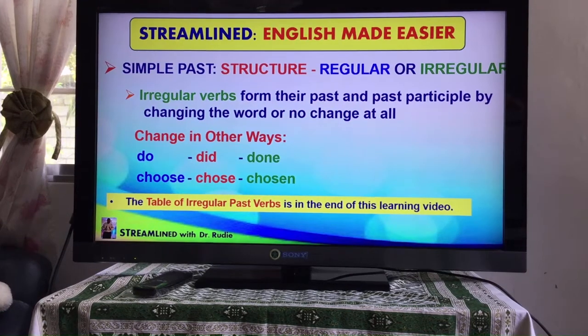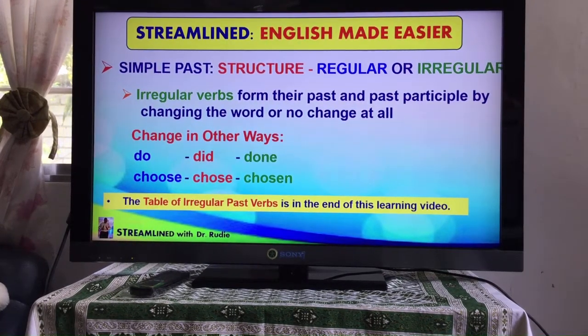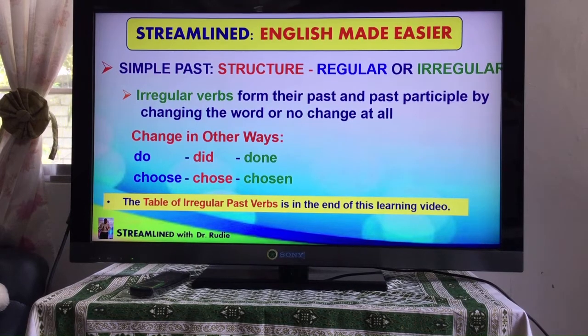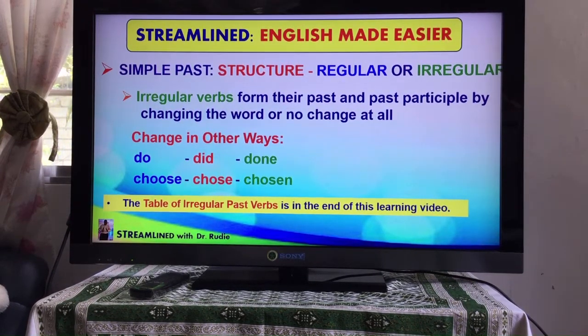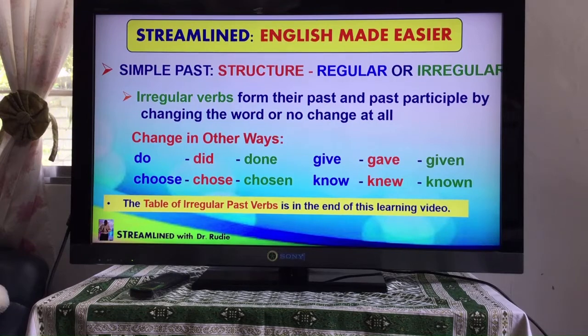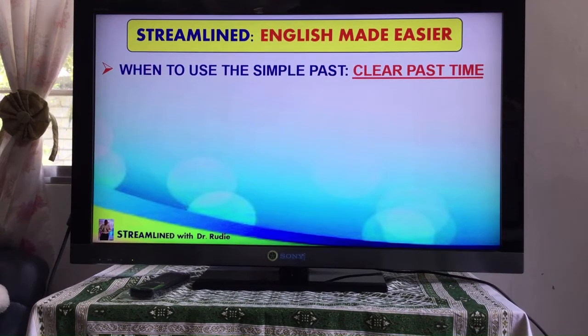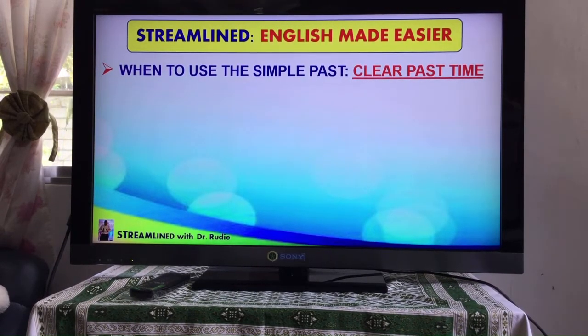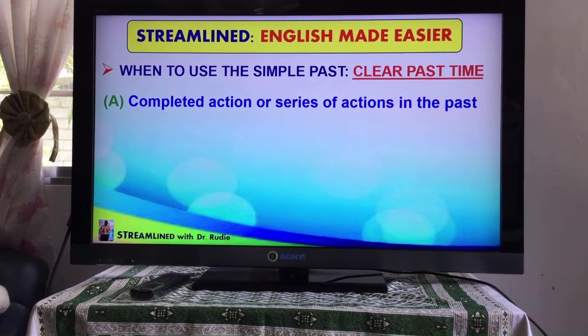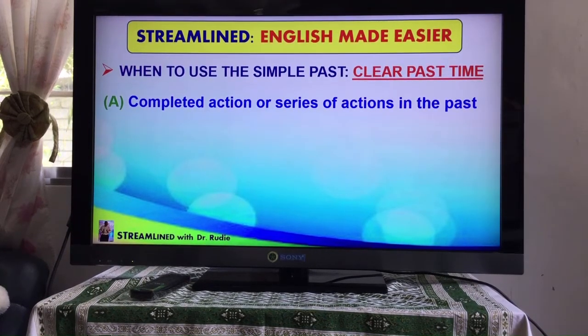And other irregular verbs change in other ways, like these examples: do, did, done, choose, chose, chosen, give, gave, given, know, knew, known. Moving further on the grammatical rules, we are now into discussing when to use the simple past verb. The general rule is to use it when there is a clear or definite past time. So it is used for completed action or series of actions in the past.